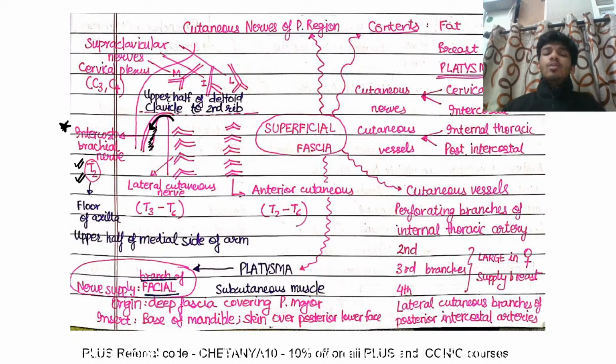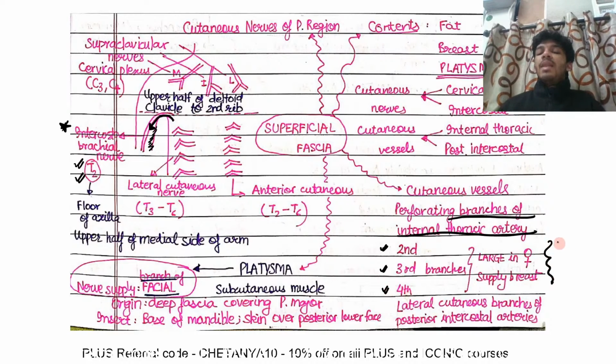Cutaneous vessels, you don't need to know much. You need to know that there are perforating branches of the internal thoracic artery. The important point is that the second, third and fourth perforating branches of the internal thoracic artery are enlarged in females. Now, why would they be enlarged? Because they have to supply the breast in females. So that is why they are going to be enlarged in females. And these are your cutaneous vessels, the perforating branches of the internal thoracic artery, right?